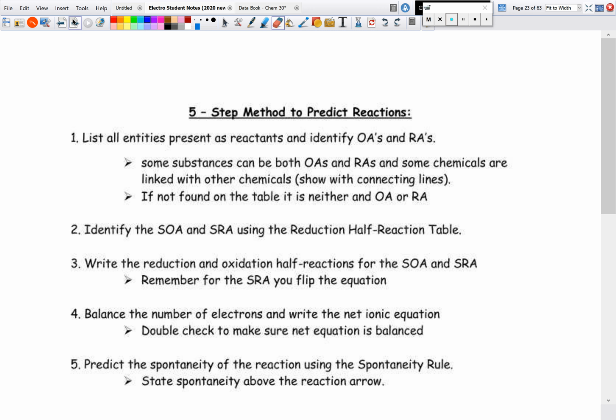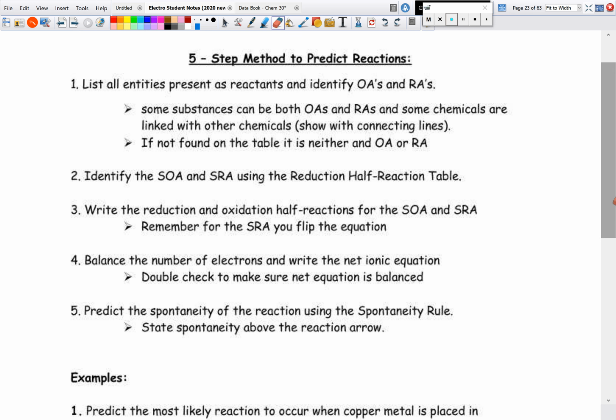All right, so our 5-step method to predicting reactions. Here, our first step is, of course, we're going to have to read the question and list all the entities present and identify them as an oxidizing agent or a reducing agent. Now, after we do all that, following the rules on the previous page, we're going to identify our strongest oxidizing agent and strongest reducing agent using our reduction half reaction table on page 7 of our data booklets.